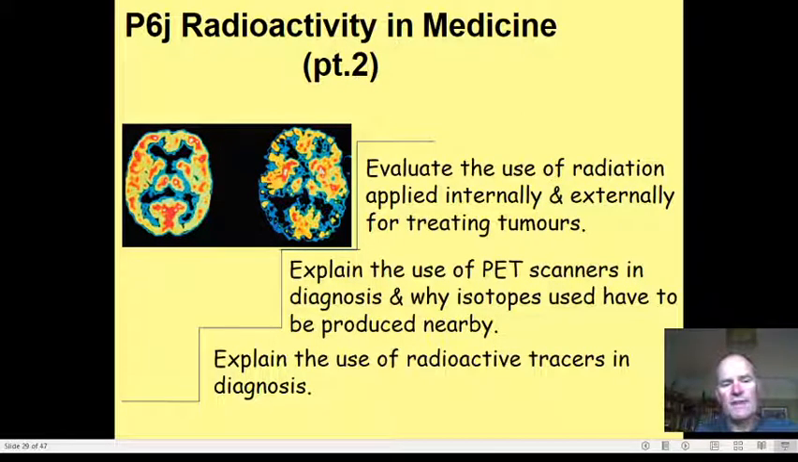And then also we're going to look at the use of radioactive tracers in diagnosis. Towards the end of this session there'll be various activities that you need to do by pausing the video and using one of the sheets that I've sent out with this lesson. Okay, so let's move on.